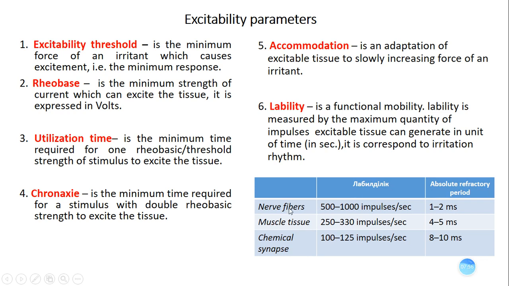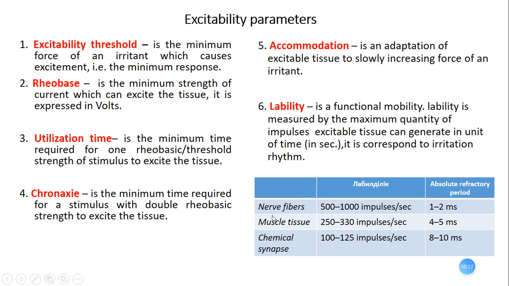The lability of nerve fiber is 500 to 1000. The lability of muscle tissue is 250 to 330. And for synapses, especially chemical synapses, it is 100 to 125 impulses per second.